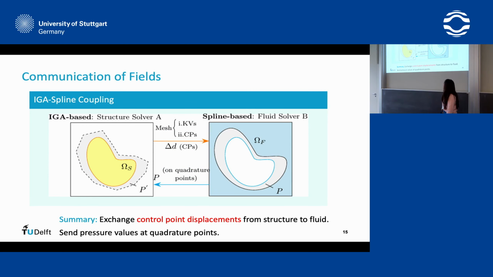Then we also think it's possible to communicate with fields. So we start with the solid solver. Instead of giving the quadrature points, we give the knot vector and the control points. Every time, we update our displacement value on the control points instead of the quadrature points. And from the fluid solver back, we still write the pressure value on the quadrature points of the structure solver.